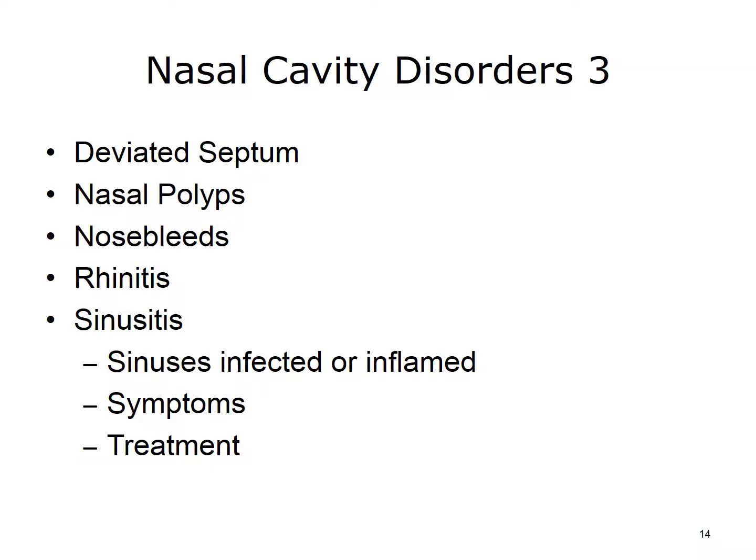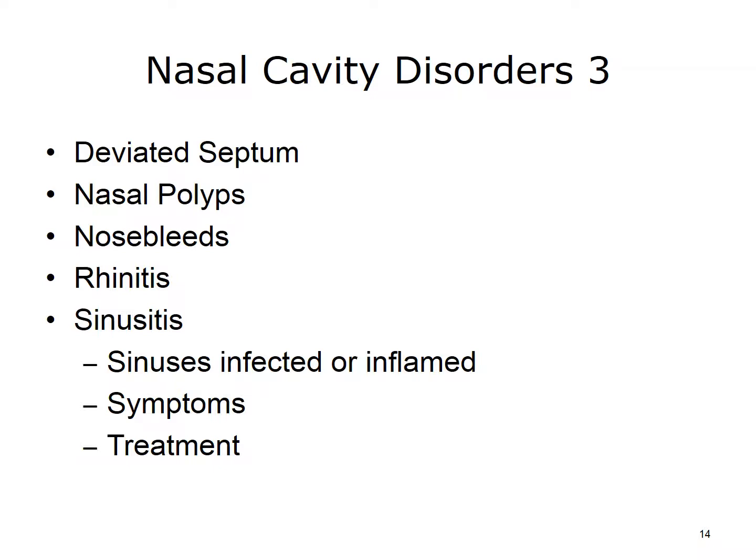There are a few more nasal cavity disorders that we should mention here. A deviated septum is a shifting of the wall that divides the nasal cavity into halves. Nasal polyps are soft growths that develop on the lining of your nose or sinuses. And you are all probably familiar with nosebleeds, which occur when there is bleeding or hemorrhaging from the nose. Rhinitis is an inflammation of the nose and sinuses, sometimes caused by allergies.